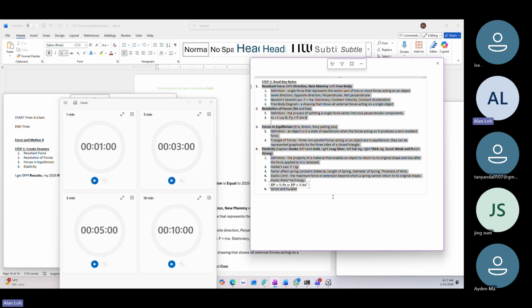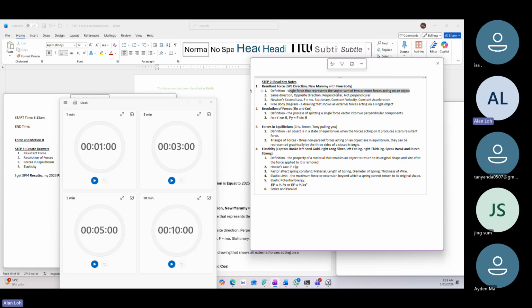Step 2, when you do not understand fully, the key is for you to know that there are 4 drawers over here, and for you to know that there are some key words that's related to each drawer. For resultant force, you have the definitions. When you read this, maybe you roughly understand it's talking about the vector of 2 or more forces acting on an object. For those who understand fully, congratulations. For those who don't understand fully, it's fine.